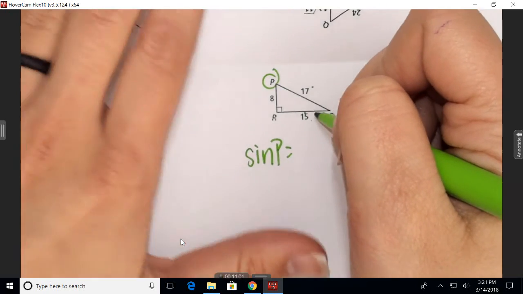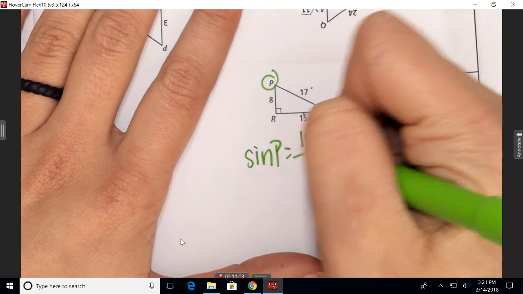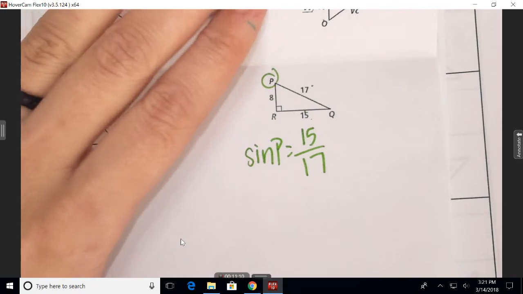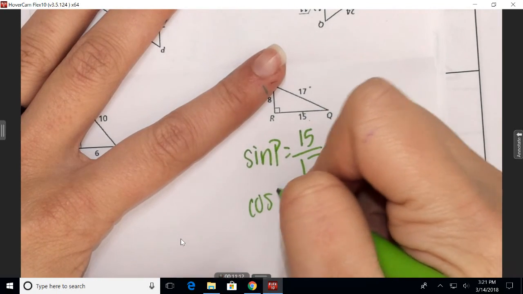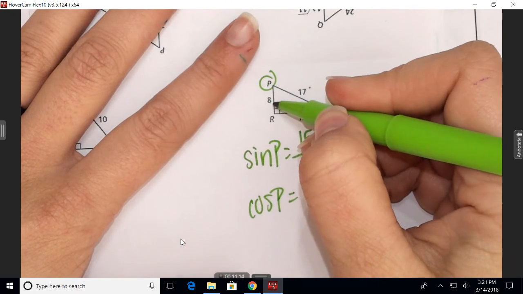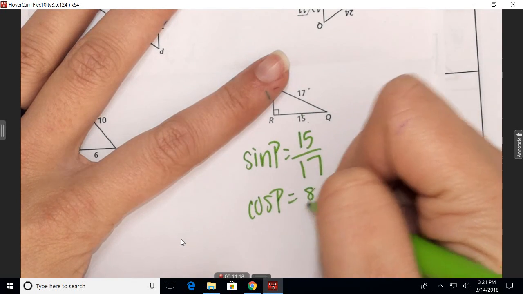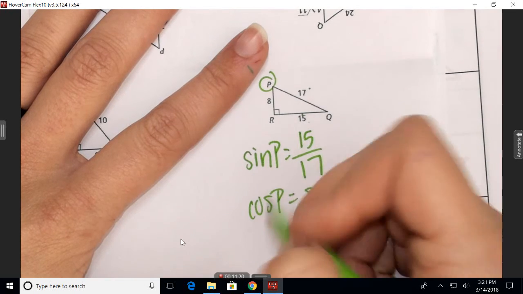So the opposite of P is 15 divided by 17. We don't have to reduce anything. We don't have to do anything. This is a nice, easy problem. The cosine of P is what's adjacent to P, so it's this leg that's touching it, divided by hypotenuse. So that's 8 divided by 17.